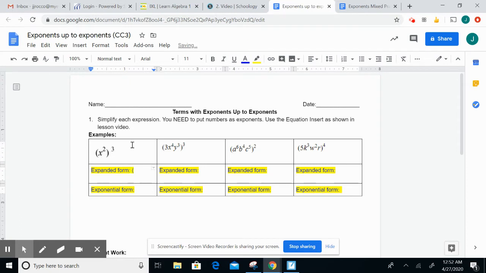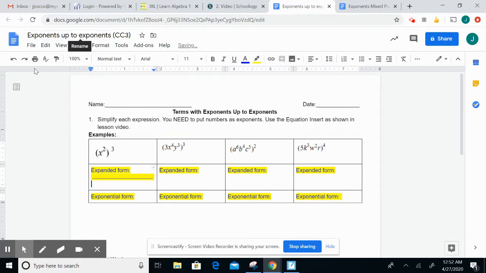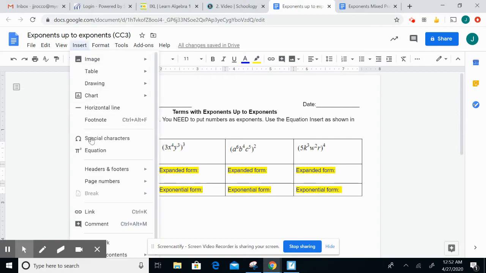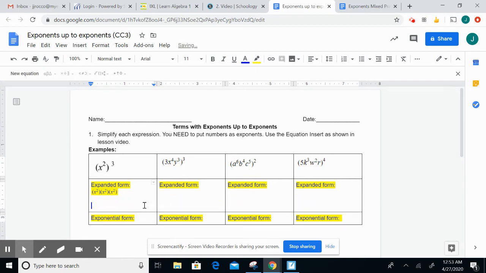So let me go ahead and insert. If you're not doing this, please make sure you're doing it. Insert equation and then type. So we have x squared. Now, something kind of cool that you can do is you copy it. So Control C and then Control V. You can just paste it as many times as you need to. So there are 3 of those pods: x squared, x squared, x squared. So that's one step for expanding it.